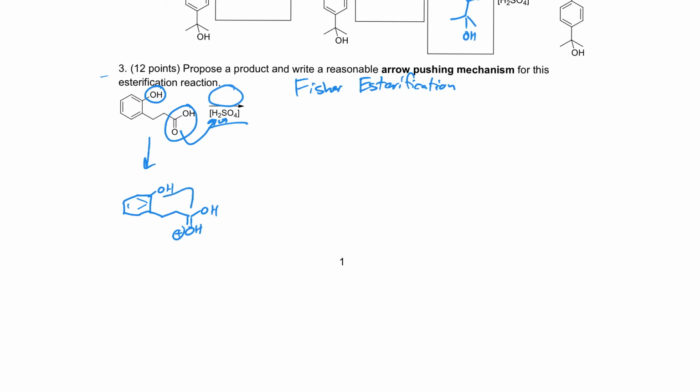And now we have a good electrophile. We can attack that with our nucleophile, which is going to be the alcohol. We need a proton transfer. I'm just going to use HSO4 minus. It's easier to draw, but you could use starting material if you wanted to.